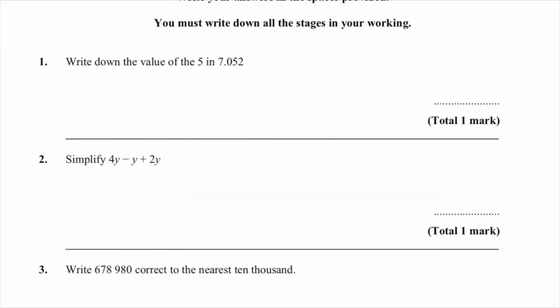Okay, so the value of the 5 in this number, you need to be considering the place value. Think of your place value grid. We've got units, tenths, hundredths. 5 is in the hundredths column, so it's 5 hundredths.